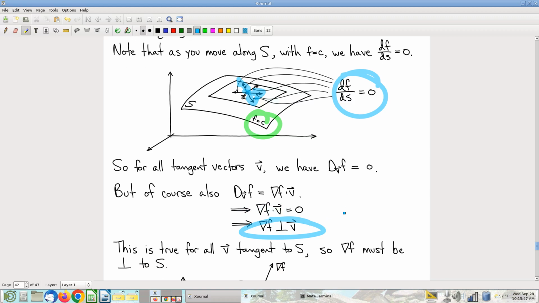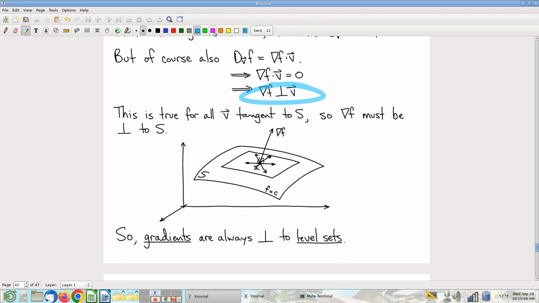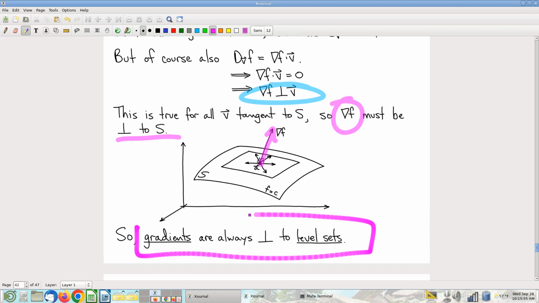And if the gradient's perpendicular to the tangent vectors, then that means that the gradient itself has to be perpendicular to the surface. And so we get this result here. This is one of the big results of what I like to call the calculus of level sets. Notice it's just very different from the calculus of graphs, right?